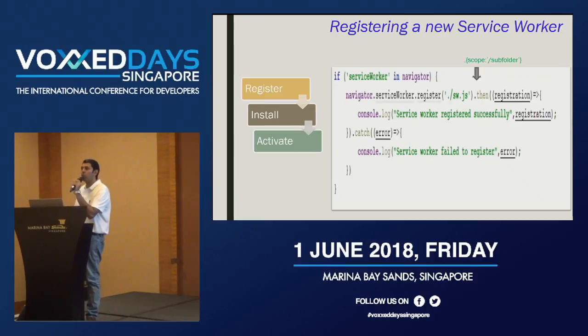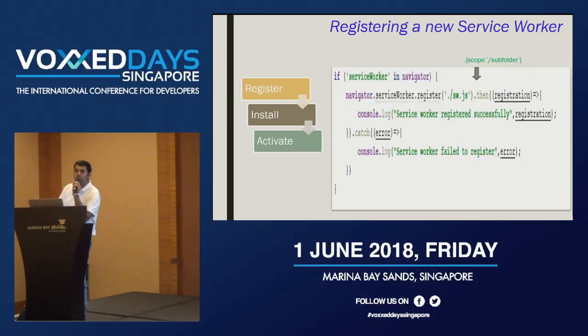So you choose what data you want to keep available offline, and scope it accordingly. Scope is where you define a subfolder, or place the service worker in that directory structure, so that whatever is below that directory, the service worker is applicable to it.